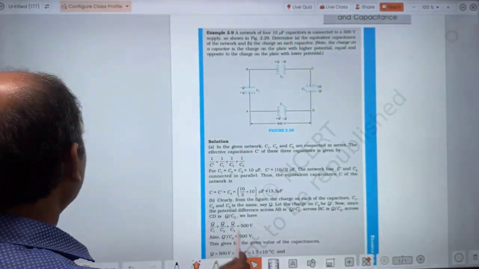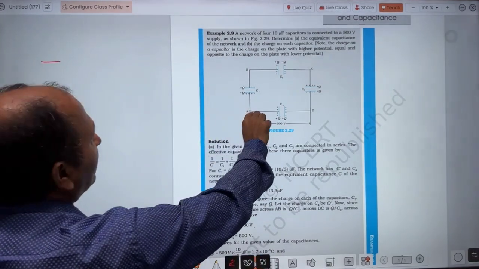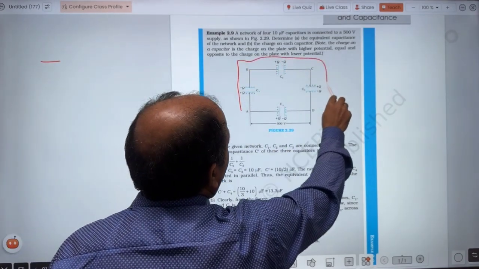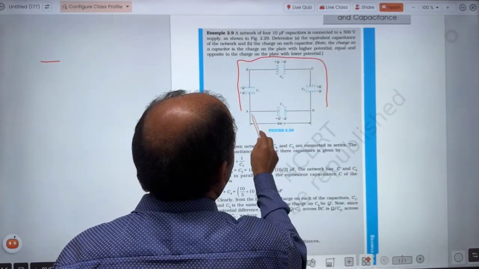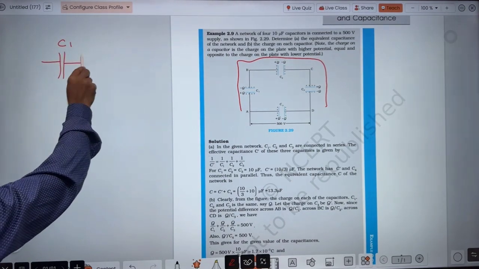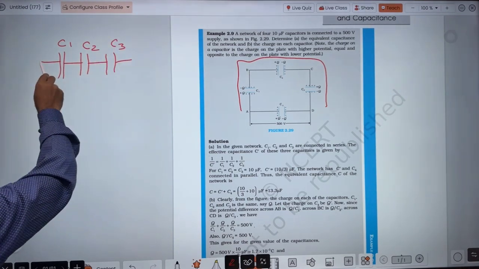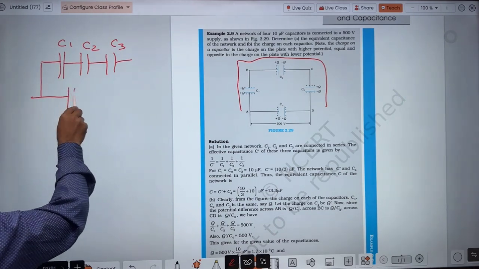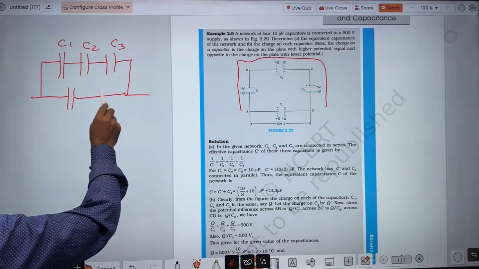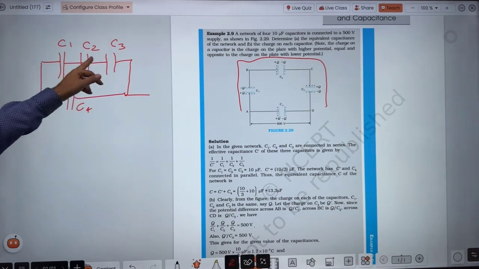So here first of all we will see what the situation is. The situation is simple. Here if you start from here, these 3 capacitors are in series. So first of all we write this C1, C2, C3. These 3 are in parallel with C4, right? So first of all we have to evaluate the equivalent capacitance of these 3.